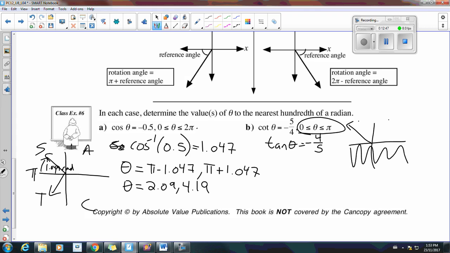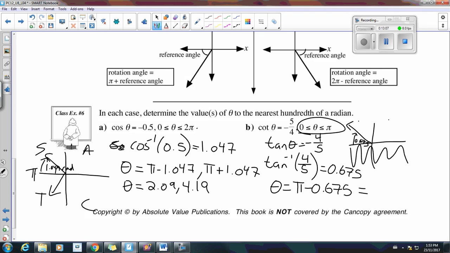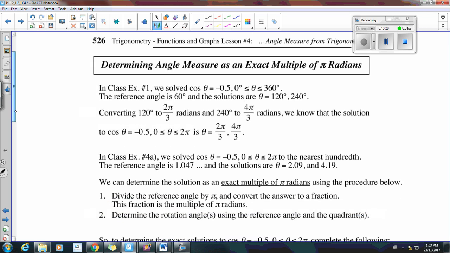So now I'm going to type in tan inverse of 4 over 5, making sure again you're in radian mode. Gives me a reference angle of 0.675. So this is 0.675 radians. So to get the answer, I'm going to go pi minus 0.675, and that's going to give me an answer of 2.47. So if you really dislike working in radians, especially if it just asks you to round it to the nearest hundredth, you can work in degrees and convert back to radians at the end.